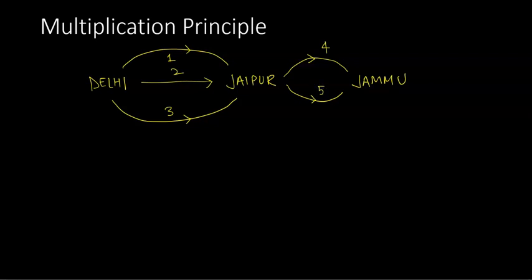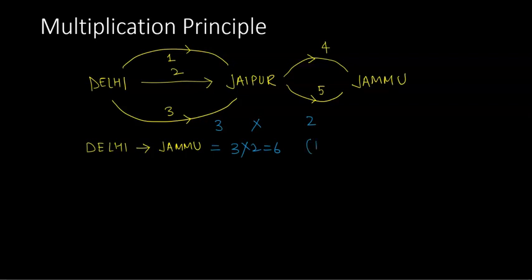Your objective is traveling from Delhi to Jammu. If I look into this particular problem, there are three possible highways by which you can travel from Delhi to Jaipur, and two possible from Jaipur to Jammu. So the total possible ways you can travel from Delhi to Jammu is given by 3 times 2. That means 6 possible ways, and you can definitely list them down.